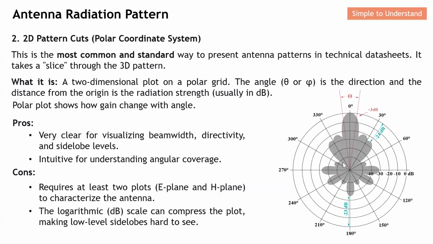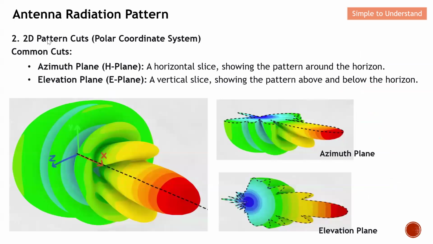Let me go into more detail in terms of the cuts. There are two common cuts. One is called the azimuth plane, and another one is called the elevation plane. This is the 3D radiation pattern from the antenna, and this is the XYZ plane over here. So what is the azimuth plane? The azimuth plane is the horizontal slice showing the pattern above the horizon.